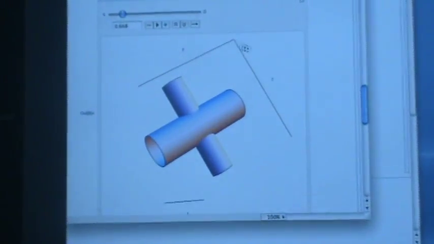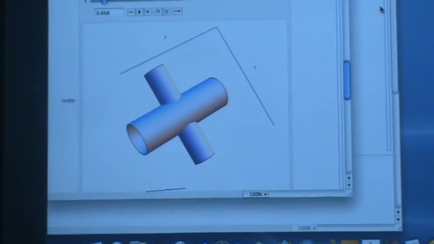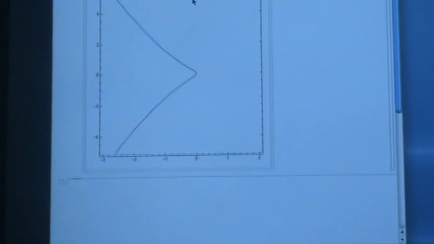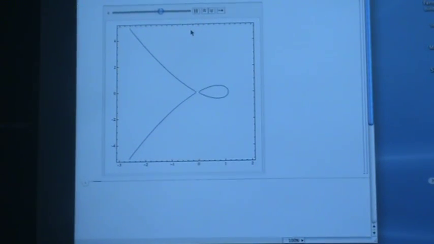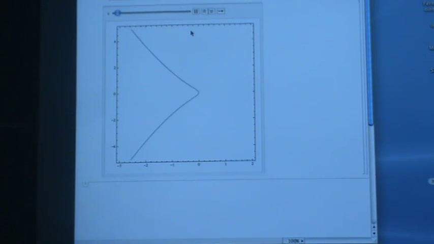Now, while I have the picture up, yesterday we were talking about the two different cubics, and I promised a picture. So remember, we had a cubic that had two pieces to it.